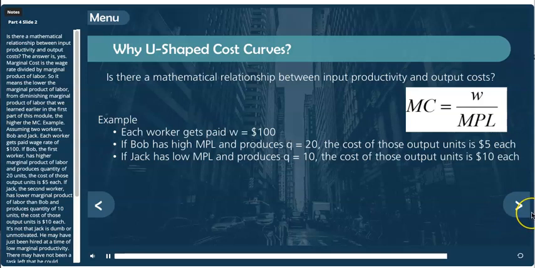It is not that Jack is dumb or unmotivated. He may have just been hired at a time of low marginal productivity. There may not have been a task left that he could specialize in.